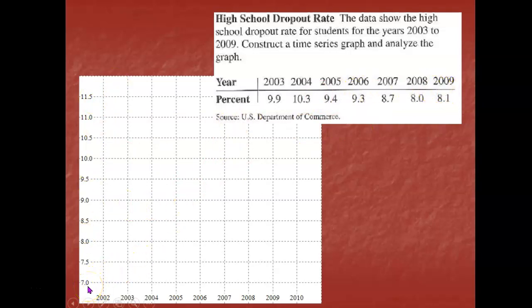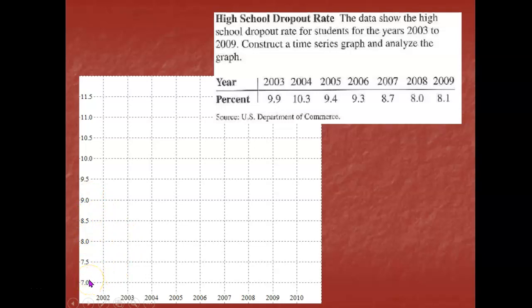So I didn't start at 0. You can, but you don't have to for a time series graph. But you do have to use a consistent scale. That is, between the lines on the graph paper, you should always go up by the same amount from one line to the next. The way I've got this set up, we're always going up by 0.5. So 7.0 to 7.5 to 8.0 to 8.5 to 9.0 and so on.